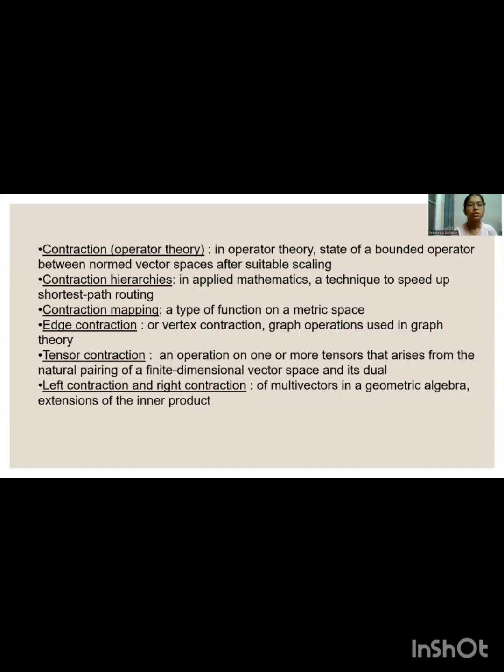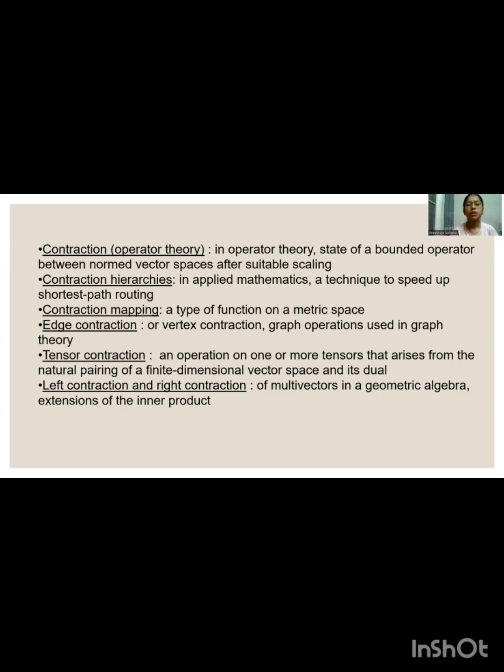Contractions. Contraction: in operator theory, a bounded operator between normed vector spaces after suitable scaling. Contraction hierarchies: in applied mathematics, a technique to speed up shortest path routing. Contraction mapping: a type of function on a metric space.